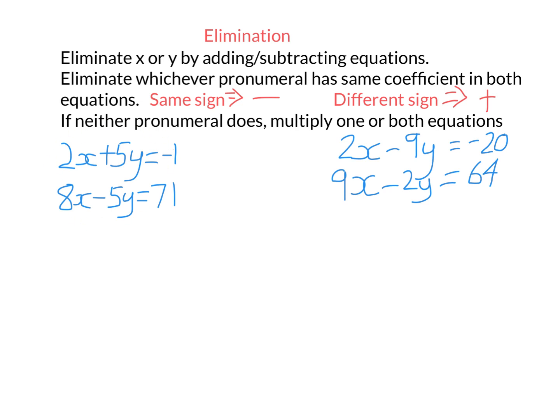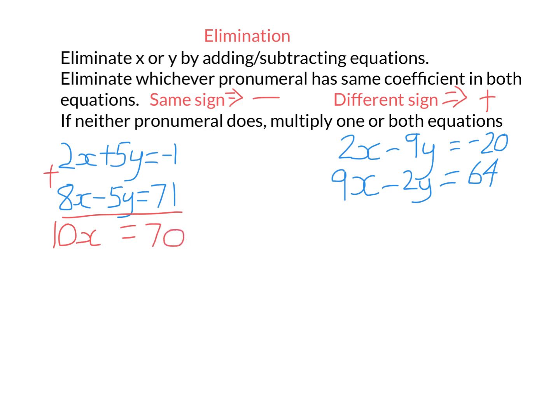So let's look at these simultaneous equations here. Here, the y has the same number in front, 5, in both cases. However, in one of them it's a plus and in one it's a minus. Because they have different signs, we add together the two equations. We're going to add this equation and this equation to eliminate y. So all we need to do is just add them one by one. 2x plus 8x is 10x. 5y plus negative 5y is 0. They cancel out. That's why we did this. Negative 1 plus 71 gives us positive 70.